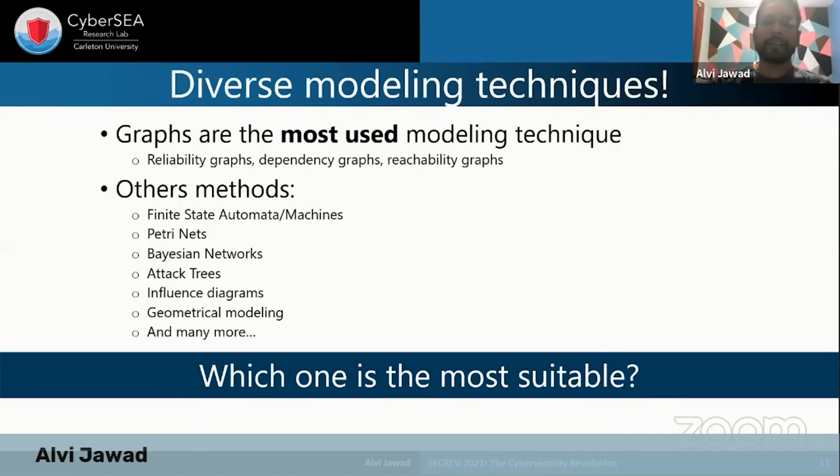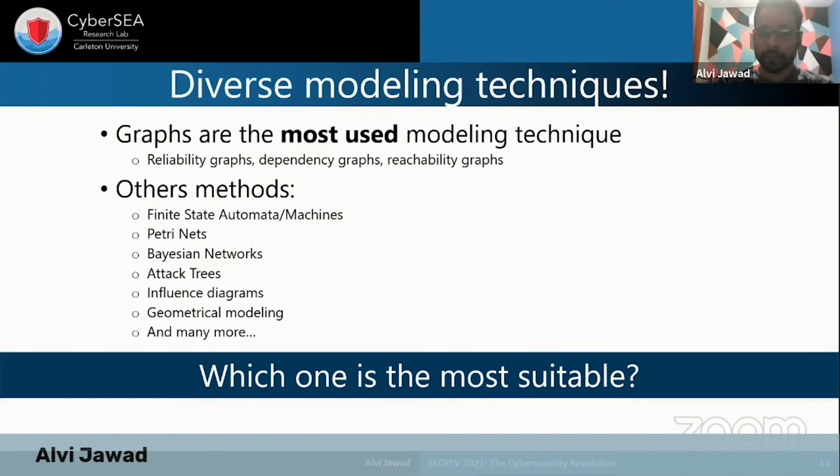And we also found that there's a lot of diverse modeling techniques that are being used to measure impact in those systems. So again, graphs, we found that graphs are the most used modeling technique. We had a lot of variants of graphs. We have reliability graphs, dependency graphs, reachability graphs. We saw that a lot of other methods are also being used. For example, finite state automata, sometimes also known as finite state machines. We have Petri nets, Bayesian networks. We had tag trees, influence diagrams, geometrical modeling, and a lot of different techniques.